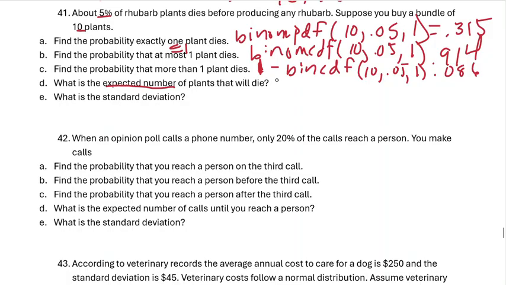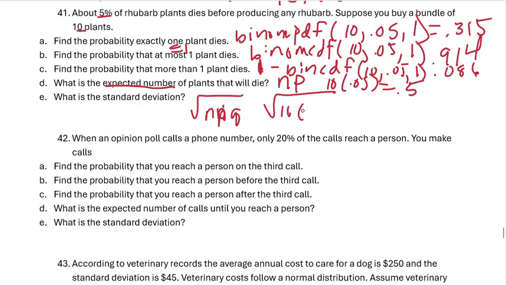What is the expected number of plants that will die? Well, the formula for the mean for binomial is n times p. So 10 times 0.05 is going to give you 0.5. The formula for standard deviation is the square root of n times p times q. So it's going to be the square root of 10 times 0.05 times 0.95. And you end up getting 0.6892.